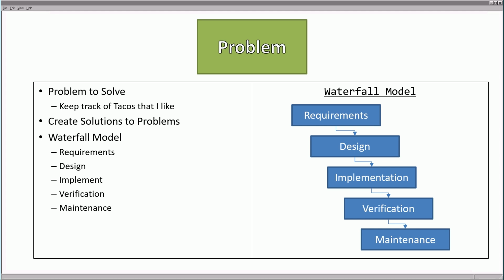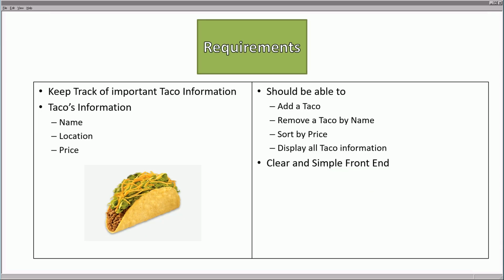We are engineering solutions to these problems by using software. And it was introduced in the previous lecture that we're using what's called the waterfall model in order to create this software. The waterfall model consists of a couple of parts: gather the requirements, design the software, implement the software, verify it by testing it, and also maintaining it. Now going through a few of these parts.